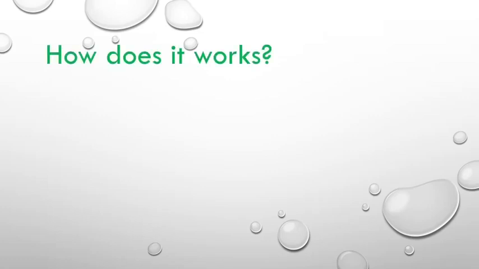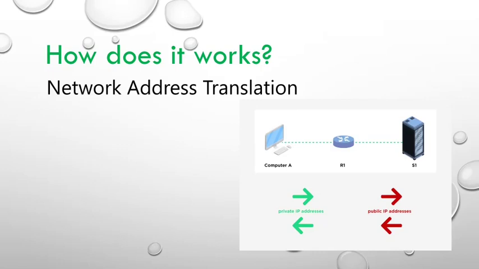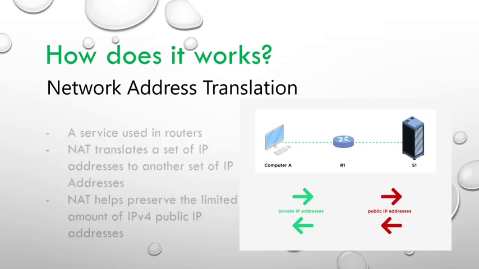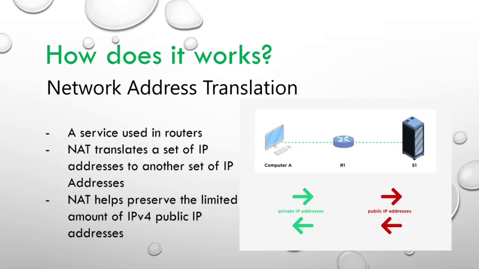Paano nangyayari or how does the NAT work? So network address translation works in a two-way process. Okay? We all know that network address translation is, of course, a service used by routers. This NAT translates a set of IP addresses to another set of IP addresses. What are these IP addresses being transferred to another set? Your private IP addresses.